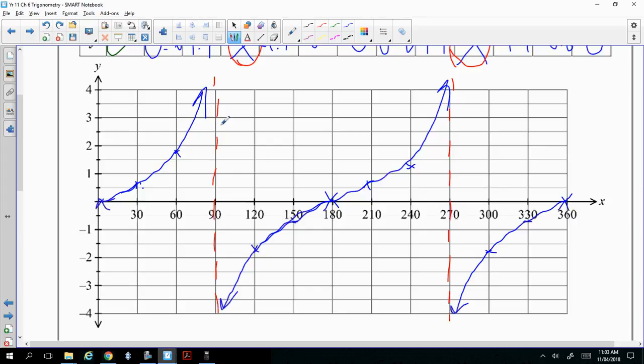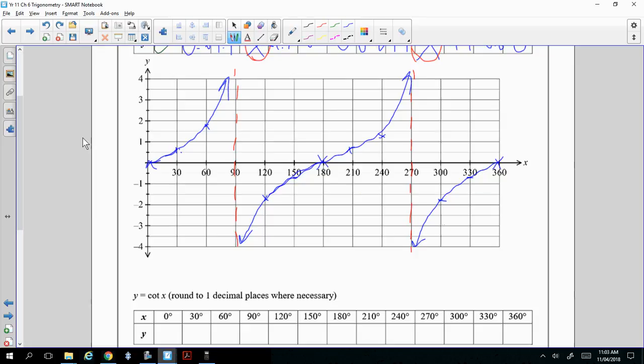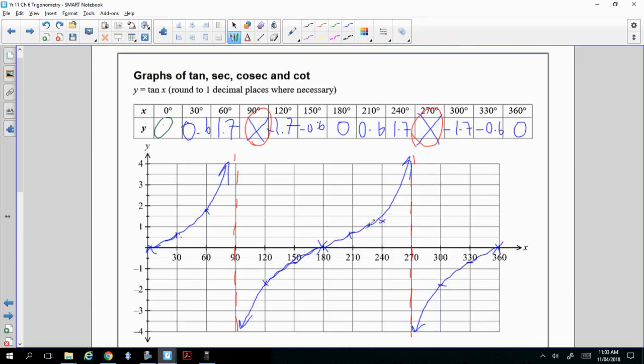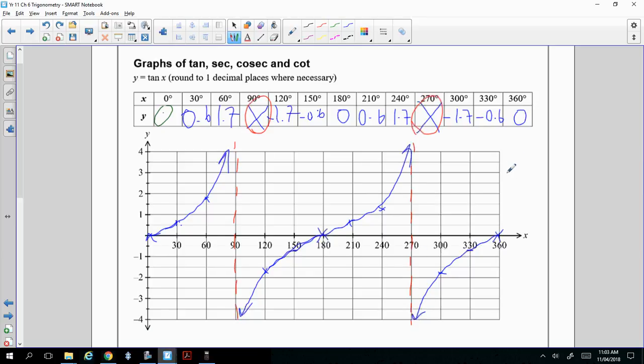Right, done. So that's the graph of tan. You just remember there are asymptotes, and then you have this that keeps repeating every 180 degrees. Asymptote means it never touches, it goes to infinity, it just goes higher and higher. Goes up very quickly. Alright, good.